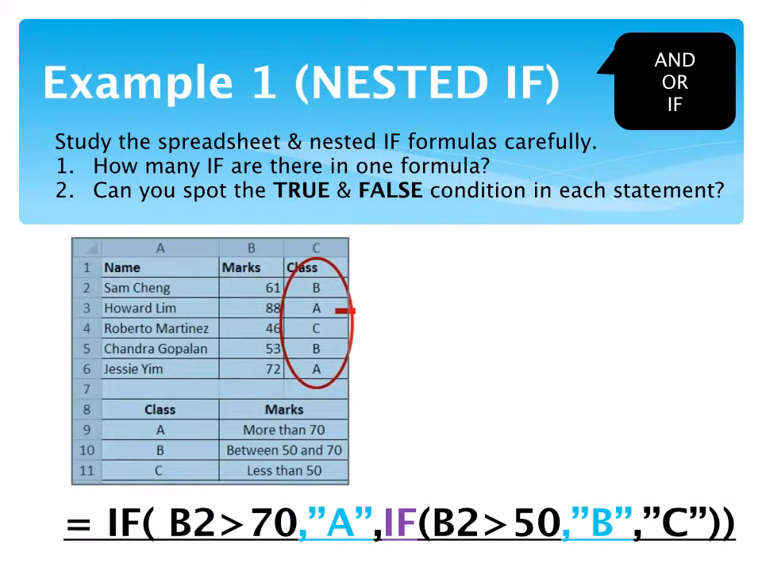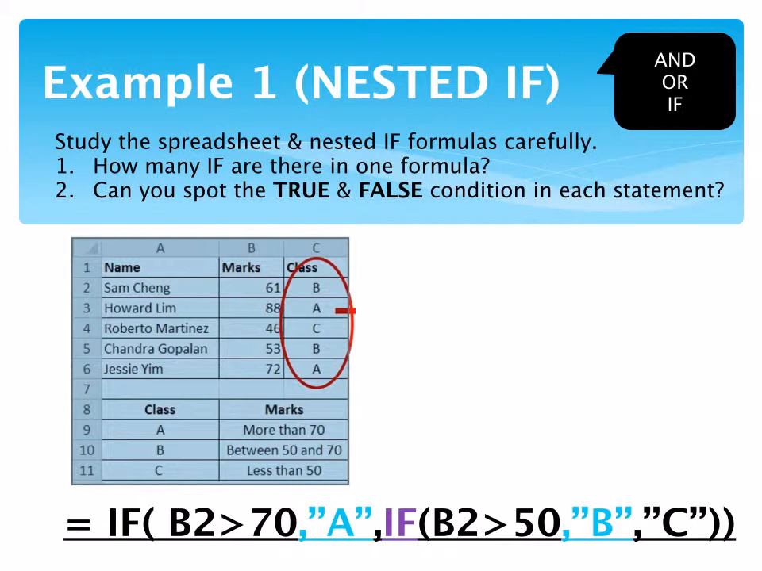We are going to go through 2 nested if functions. Example 1. The first one has the following conditions, cells A8 to C11. To score an A, a student has to score more than 70 marks. To score a B, a student has to score between 50 and 70 marks. A student who scores less than 50 gets a C.